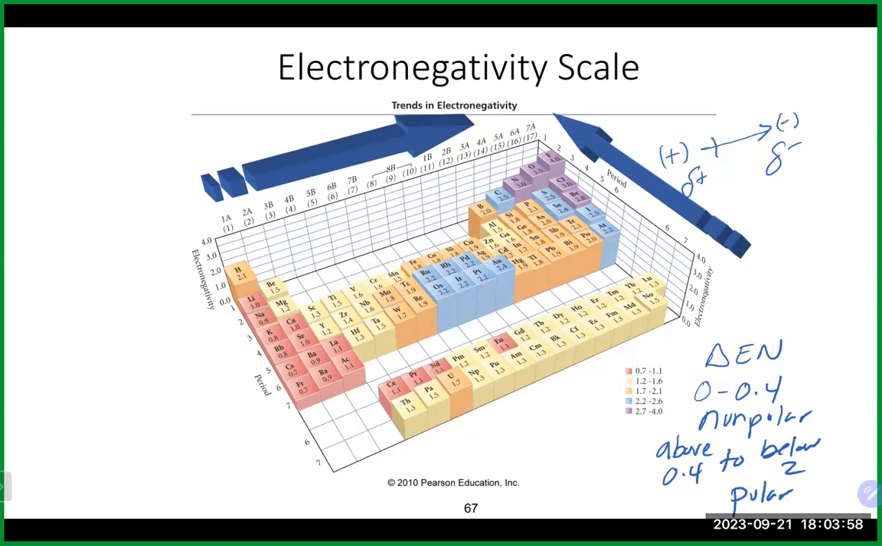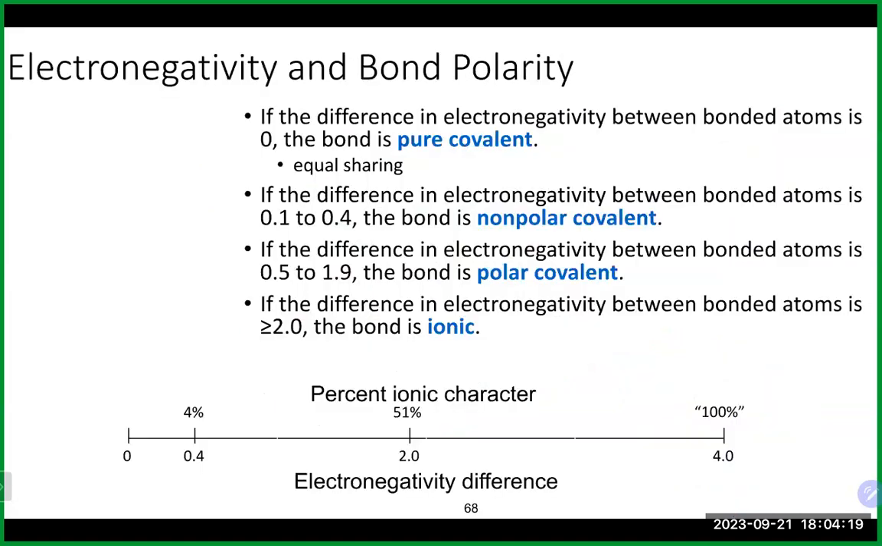Also, if we're comparing two elements in the same row, the one further to the right should be more electronegative, and that should create a polar bond if they are in the bond. And if we're comparing two elements in the same group on the periodic table, the one further up should be more electronegative, and that should also create a polar bond. So in a lot of cases, you can make a fairly good guess in terms of electronegativity by just looking at the general trend in electronegativity.